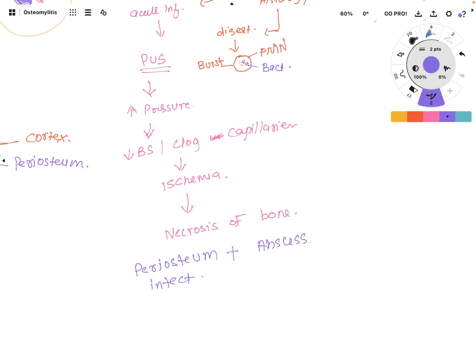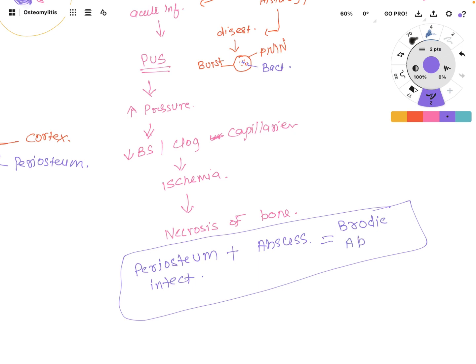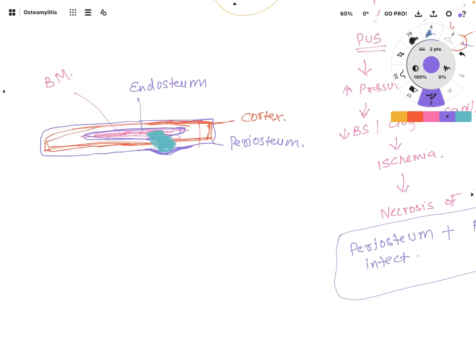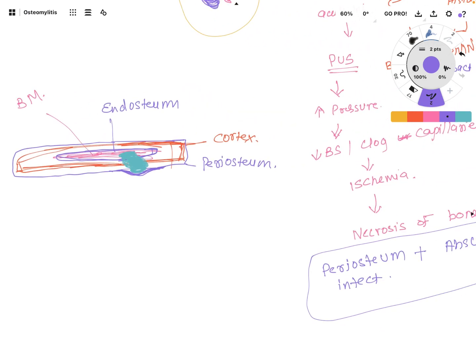This particular osteomyelitis stage is known as Brodie's abscess. Correct. There is a periosteum under which there is infection, it is Brodie's abscess. But for you have a dead bone here, right? This part is just your dead bone lying around here. This is your abscess, and this particular event is your Brodie's abscess, right?